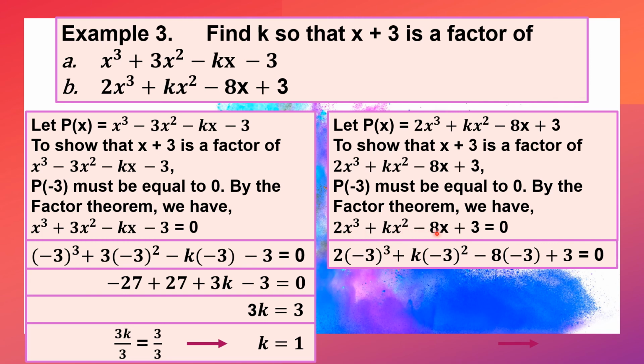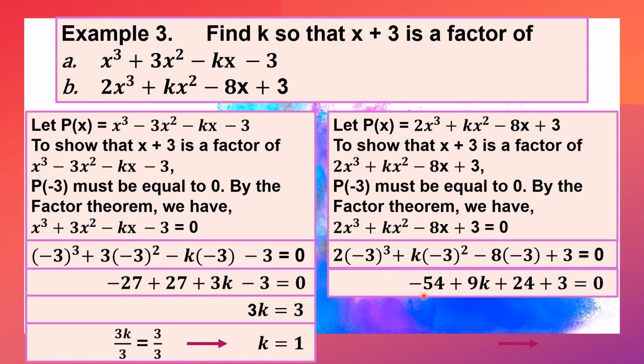Solving now for k, let's substitute negative 3 for all the x here. So, x became negative 3. So, this x, negative 3. The last x, negative 3. So, simplifying this, we have negative 3 cubed times 2 is equal to negative 54.